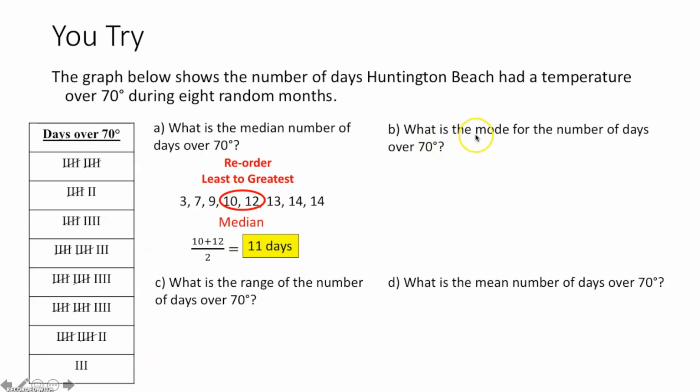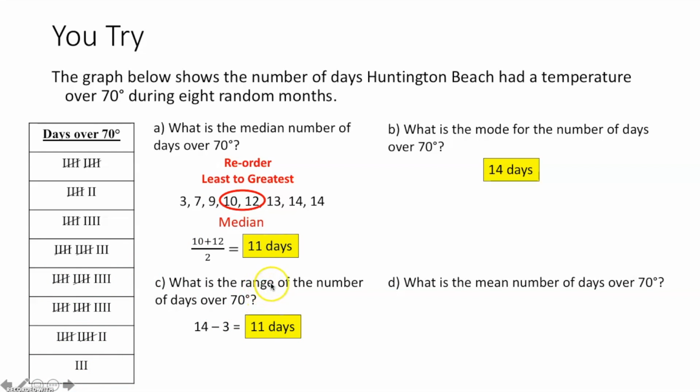Then it says, what is the mode for the number of days over 70 degrees? Well, what number of days appears the most often over here? That would be 14. It appears twice, right? So you can say 14 days is going to be your mode. Then what is the range of the number of days over 70 degrees? So what's the greatest number of days? That would be 14. What's the least number of days? That would be 3. So 14 minus 3 is going to give you 11 days.